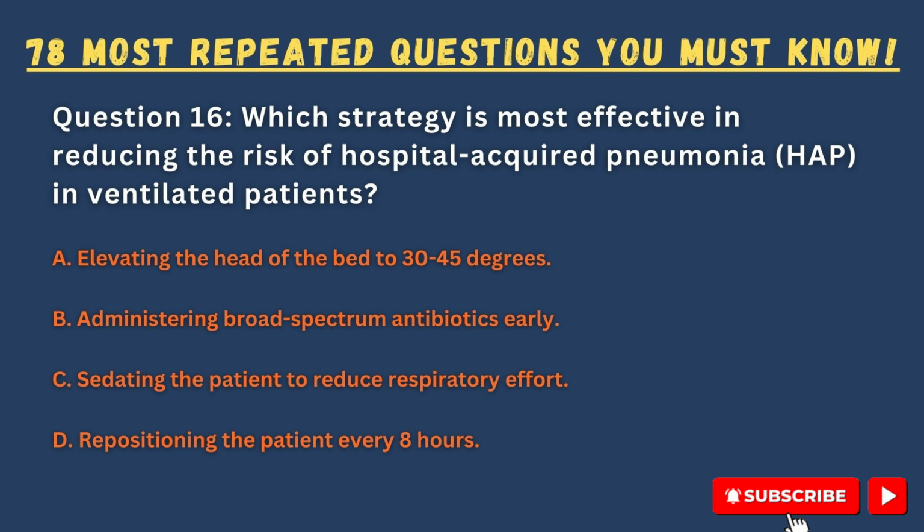Question 16. Which strategy is most effective in reducing the risk of hospital-acquired pneumonia, HAP, in ventilated patients? A. Elevating the head of the bed to 30 to 45 degrees. B. Administering broad-spectrum antibiotics early. C. Sedating the patient to reduce respiratory effort. D. Repositioning the patient every 8 hours.